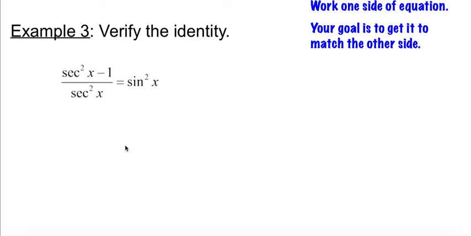So again, if you don't know what to do, change things in terms of sines and cosines. So let's try another one here. Let's change everything in terms of sines and cosines here. So secant there is 1 over cosine. And since it's a squared, I'm going to say cosine squared. So 1 over cosine squared x is the same thing as secant squared x. Minus 1 all over. Change everything into cosines and sines.